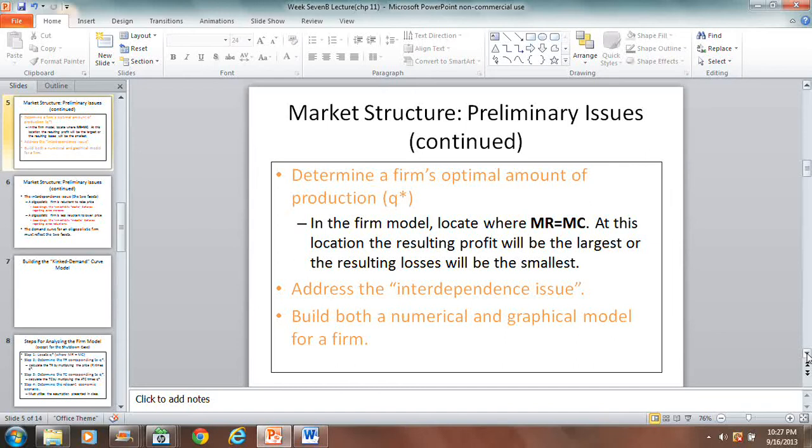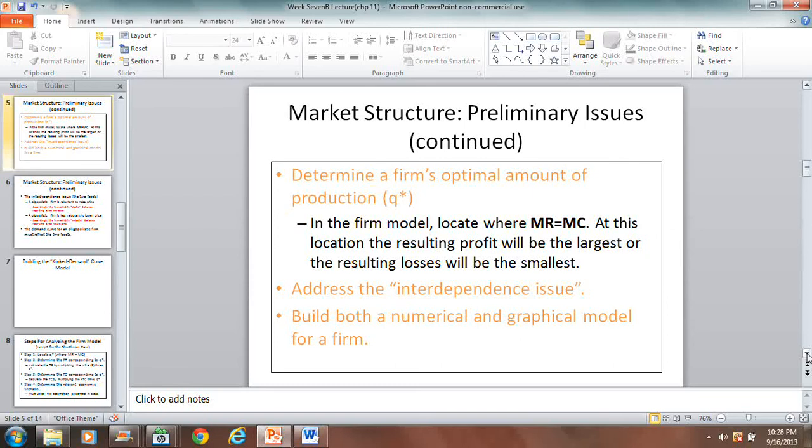Now we will also need to determine the level of output that a firm should produce so as to maximize profits or minimize losses. And just as before, we find Q star, where marginal revenue equals marginal cost. So that optimizing condition for production is still the same. Find where marginal revenue equals marginal cost, and where they're equal, produce output at that point. The new twist here is we need to address this interdependence issue, which is going to add some clumsiness to our study of oligopoly. And I want to say more about the interdependence issue in a second.